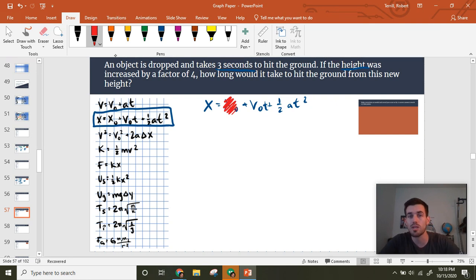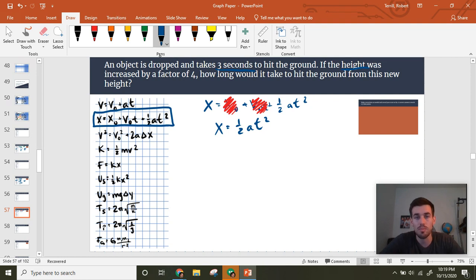And if it's being dropped, we know its initial velocity is 0, so we can get rid of that term as well. So now our formula just looks like this. X equals 1/2 at squared. But it's not actually asking about x. And this is where the formula gets a little weird. The question's asking about t. So we have to put some work in here. We have to solve this for t.